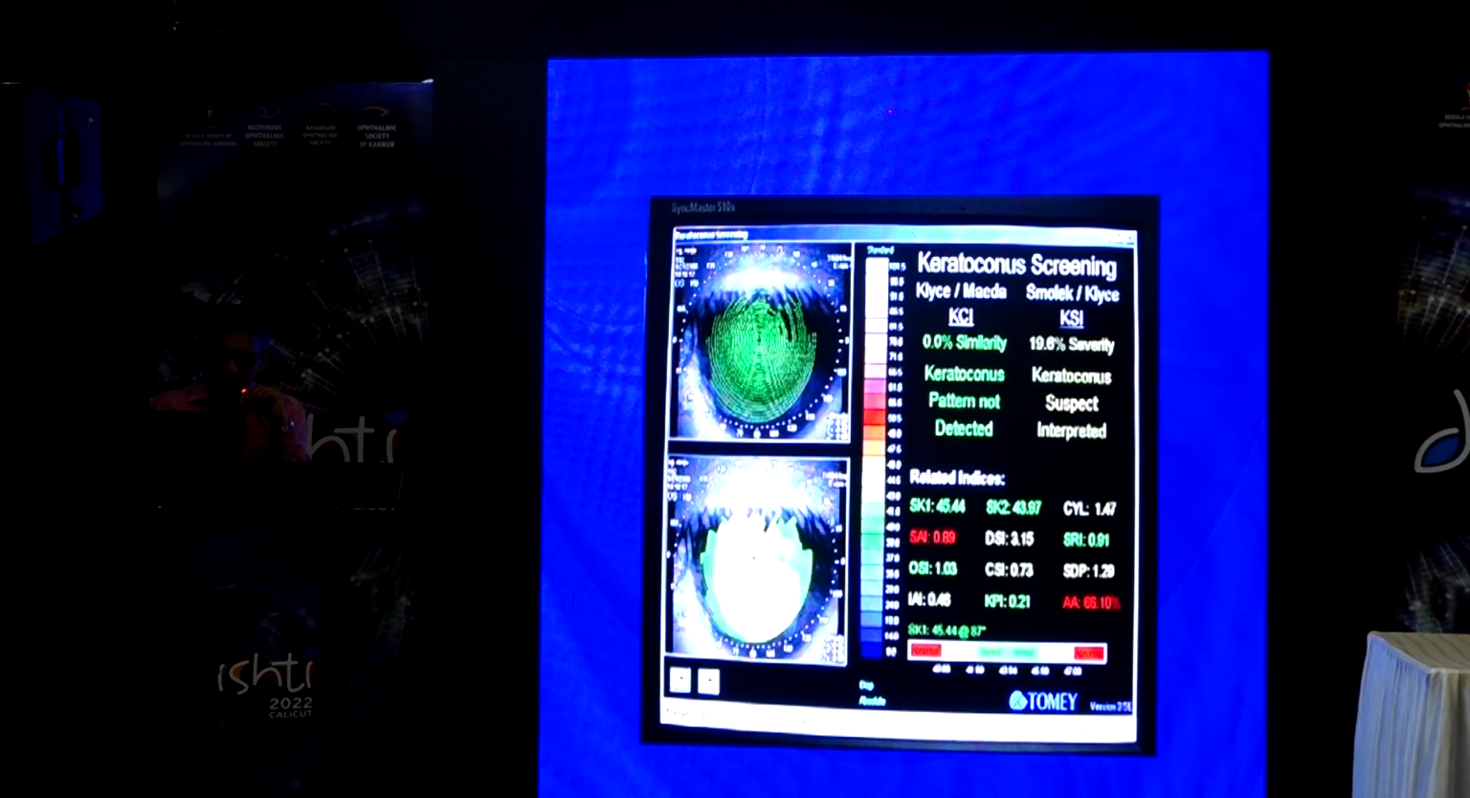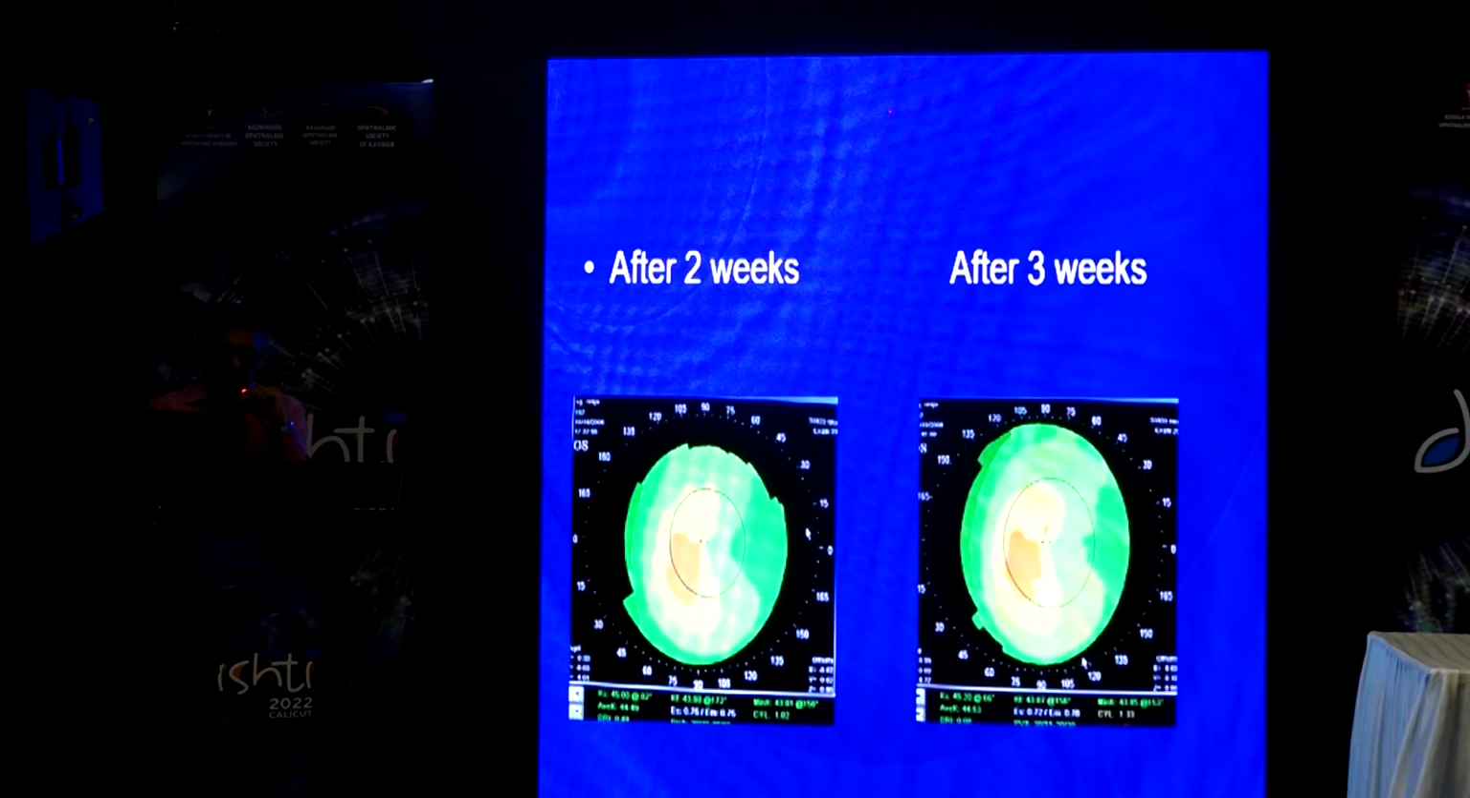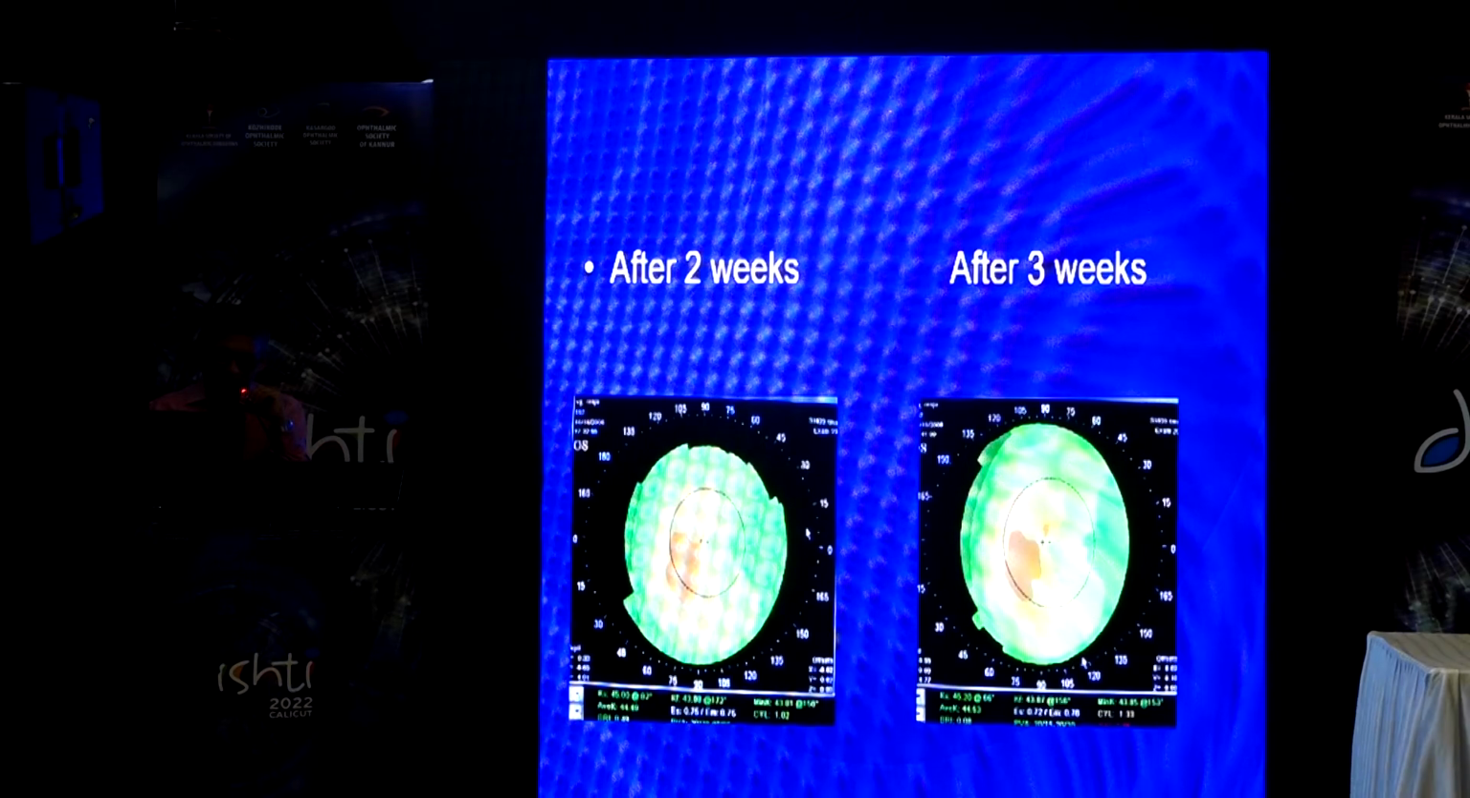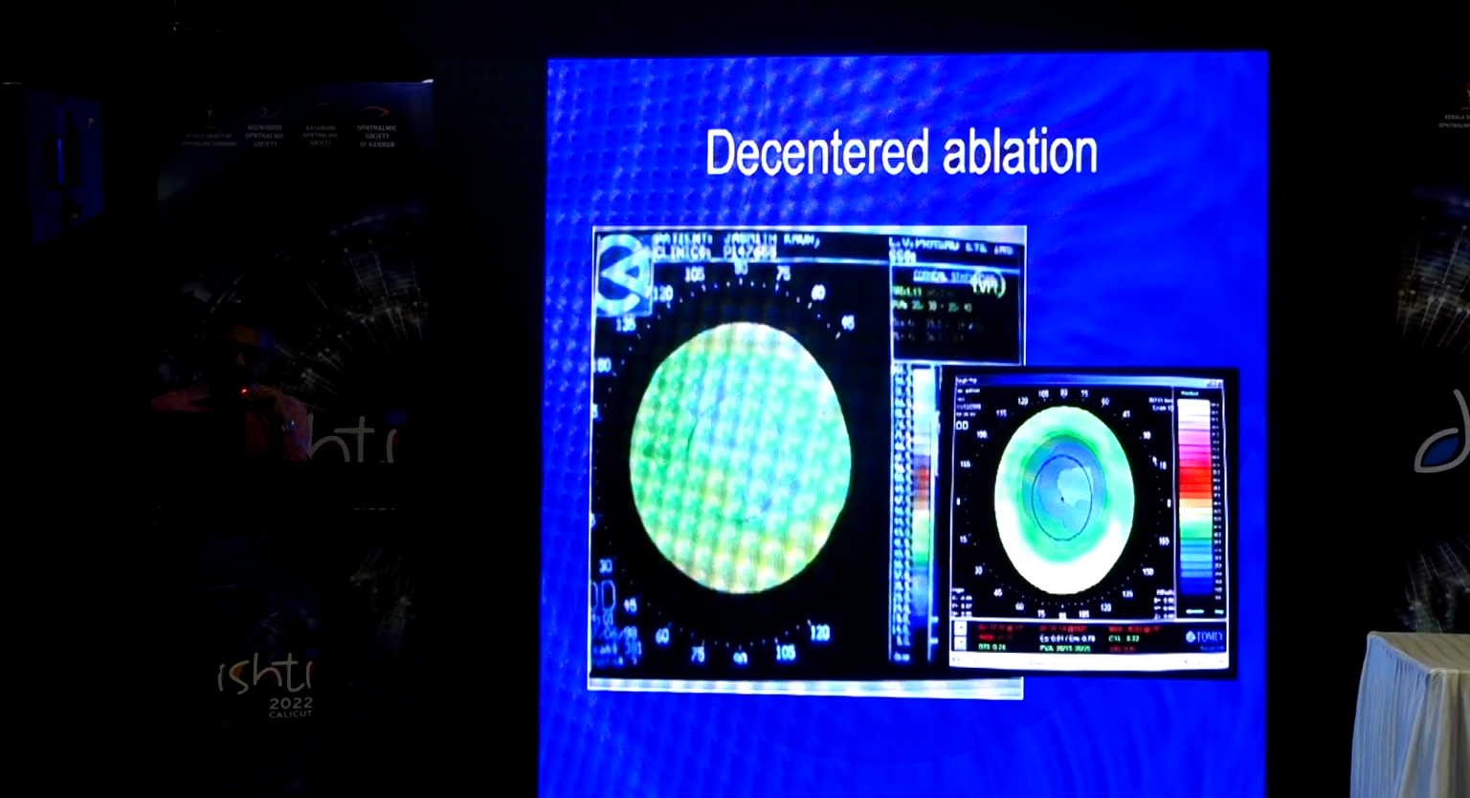The Klyce-Smolek software was telling that there is a keratoconus suspect-like pattern. But if you see the keratograph, there are imperfections there. So I just put the patient on lubricants, and after 2 weeks, 3 weeks, it was consistent, and even the Pentacam was normal. So we went ahead with the procedure.